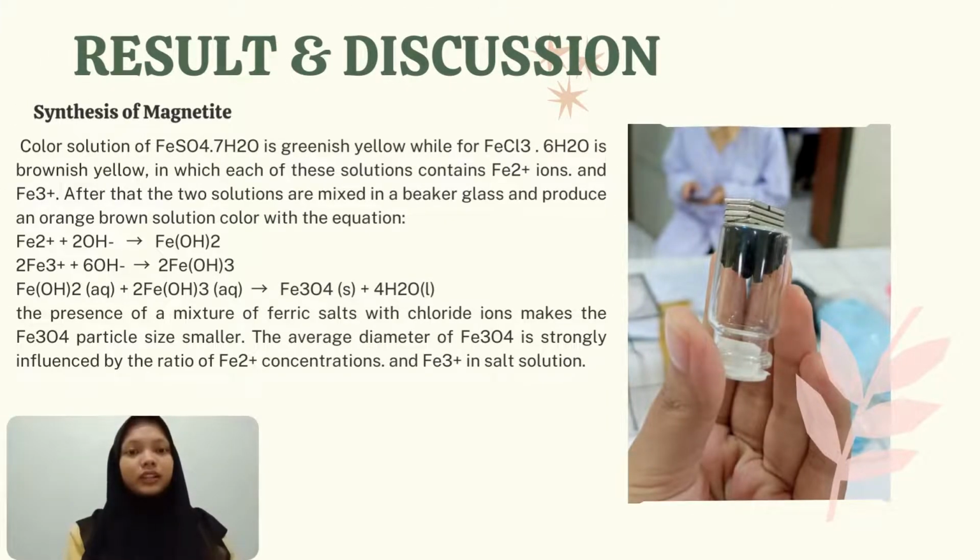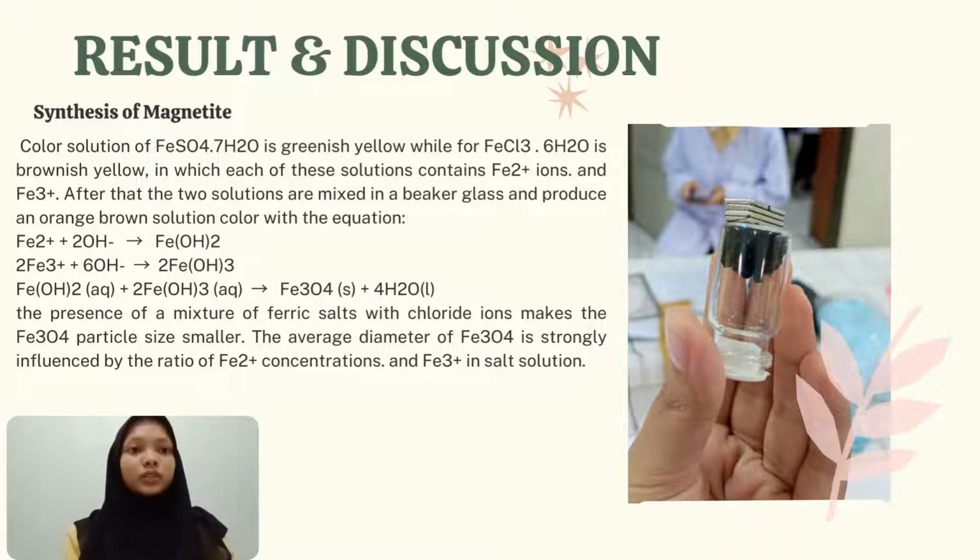Result and discussion. The practicum carried out was the synthesis of magnetite from iron 2 sulfate heptahydrate and ferric chloride hexahydrate. The color of the solution of iron 2 sulfate heptahydrate is greenish yellow, while for ferric chloride hexahydrate it is brownish yellow, in which each solution contains iron 2 plus ions and iron 3 plus ions.